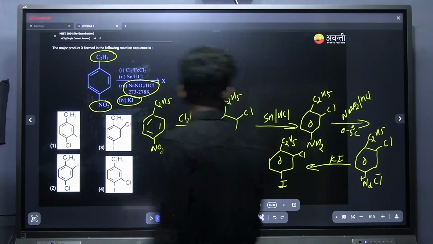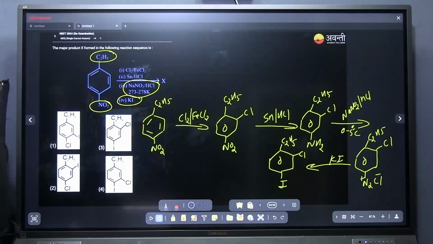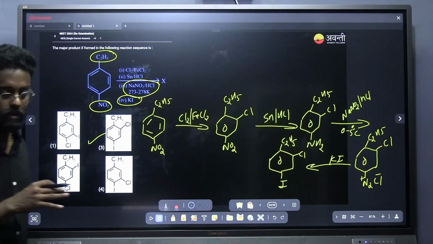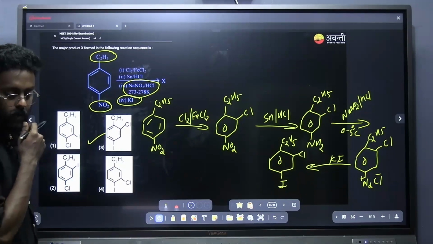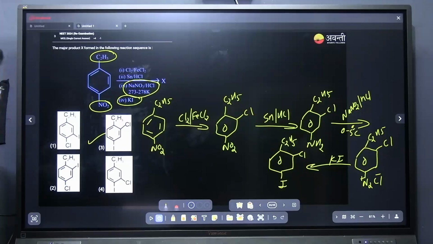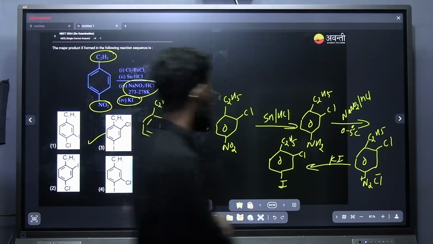And what is the answer here? Yes, option 3 is the answer. Note down the complete reaction. You have to remember the reagents which will be used in this particular reaction. Okay, shall I move to the next question? Are you all done with this? Yes, we'll be moving to the next question.